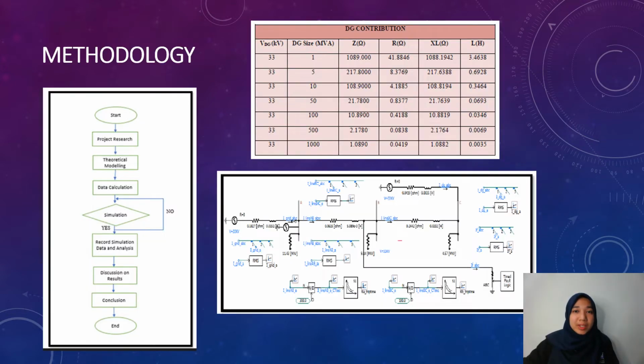So this is my methodology. This project started with project research by reading some books, journals and articles. Then I did the theoretical modeling and data calculation. As you can see, this is my data calculation with different sizes of DG, starting with 1 MVA until 1000 MVA. Next I did the simulation using PSCAD and then recorded the simulation data and analysis, and lastly discussed the result that I got from the graph.